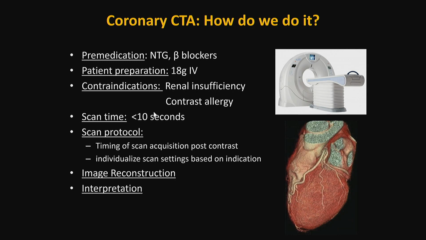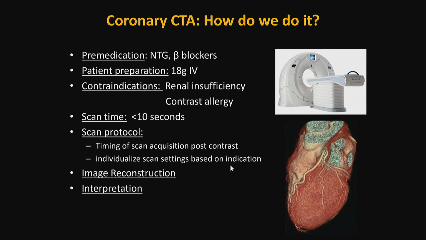The scan is very rapid. When we acquire the data, some of the tricks are that the scan has to be timed exactly when the contrast is peaking in the coronary arteries, and there are various techniques for doing this using either what's called a bolus tracking or a test bolus. And we individualize the scan settings based on various clinical indications, as not all cardiac CTs are going to be acquired in the same way.